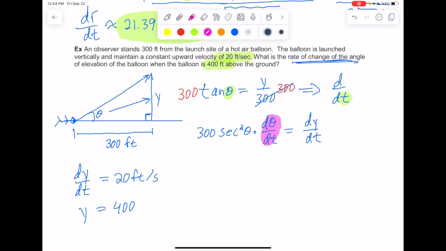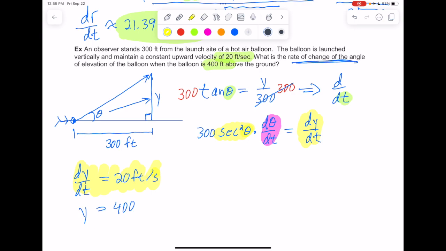So do we know all the other pieces? And the answer is no. We know dy dt. So we could take this dy dt right here, and we could plug that in right there. But the other thing we need to know is theta or secant of theta. Either way would get the job done. So let's go ahead and try and sort out what that secant of theta is, because then we would have everything that we need.